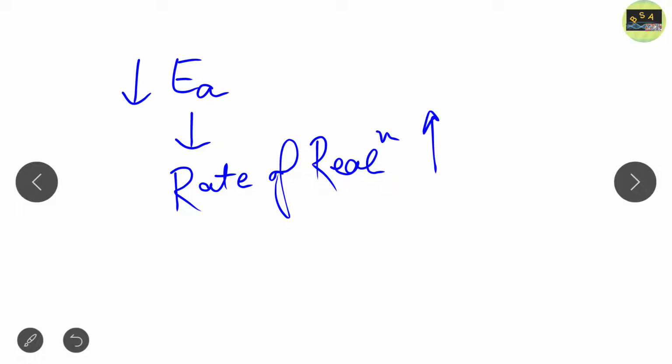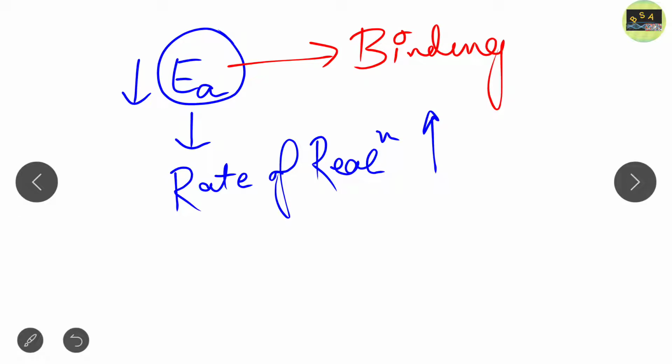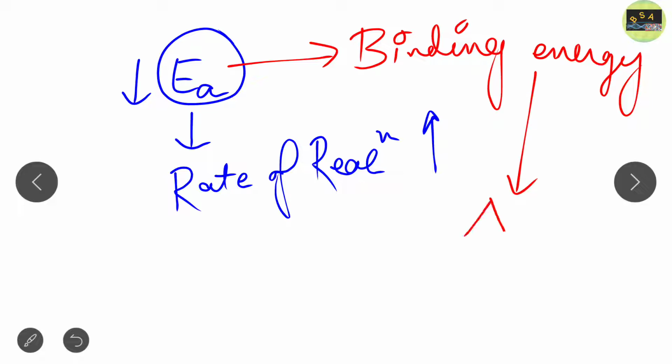And how do enzymes lower the activation energy? Enzymes lower the activation energy through binding energy. The binding energy basically helps in lowering the activation energy. Clear? So basically we can write binding energy as ΔG_B. This is the symbol of binding energy.